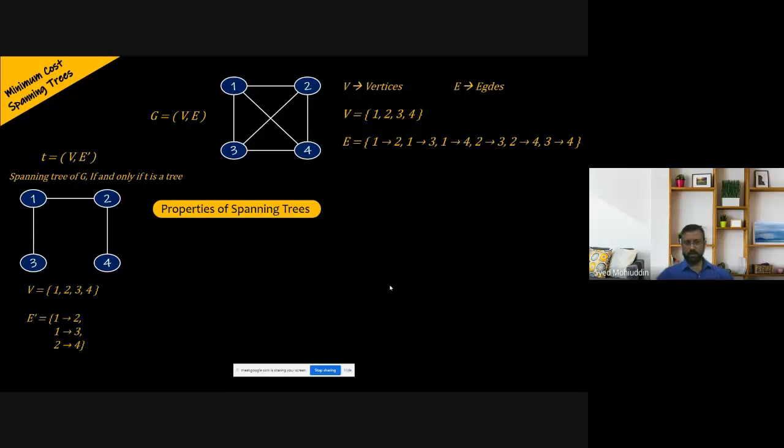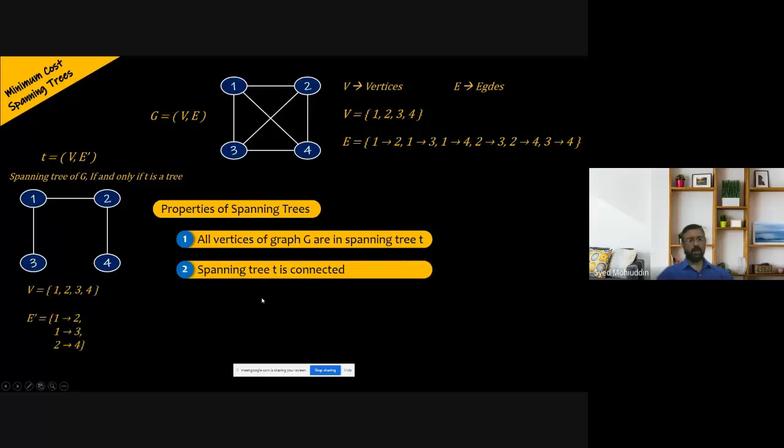Now, this informal definition leads to some of the properties of the spanning tree. The first property is that all the vertices of graph G are in spanning tree T. So the set of vertices V in the graph and in the spanning tree will be the same. Then the spanning tree T should be connected. We may have all the vertices of the graph in a spanning tree, but all those vertices should be connected. Otherwise, it will not be a tree.